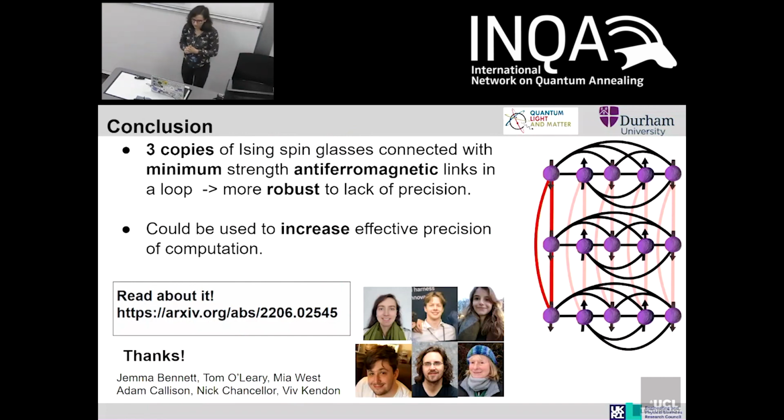In conclusion, what we found is that connecting 3 copies with minimum strength anti-ferromagnetic links makes our problem more robust to a lack of precision. And this could be used to increase the effective precision of the optimization problem. And if you want more information, there's the link to the paper again.